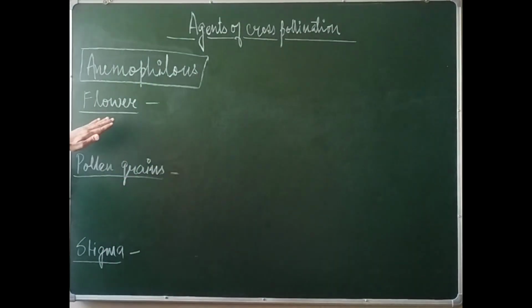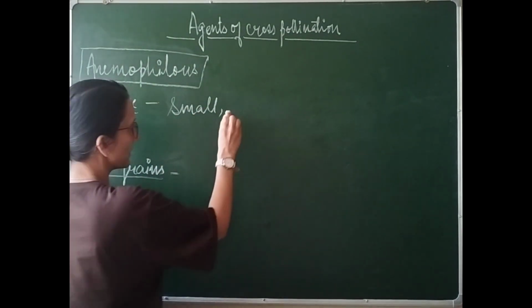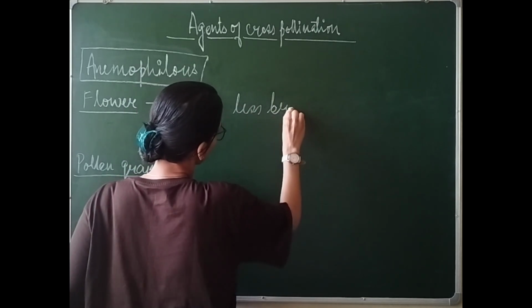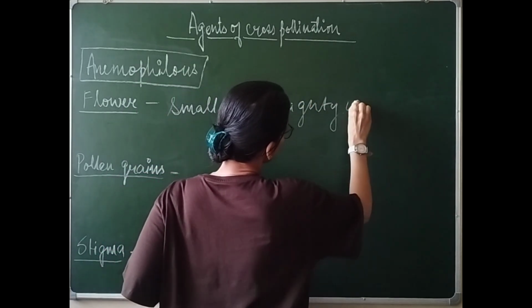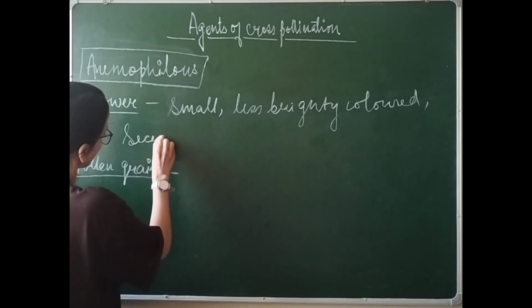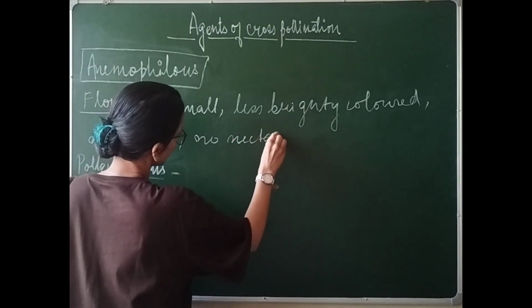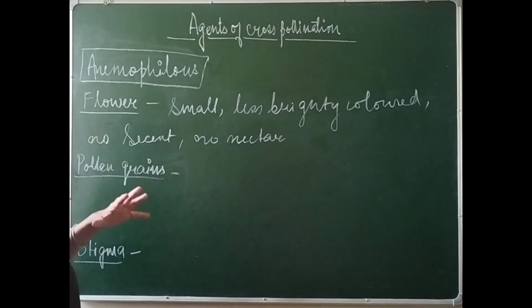So let's quickly understand this. The flowers here can be small, they are less brightly colored, they will not produce any scent or no nectar. Now what about the pollen grains?